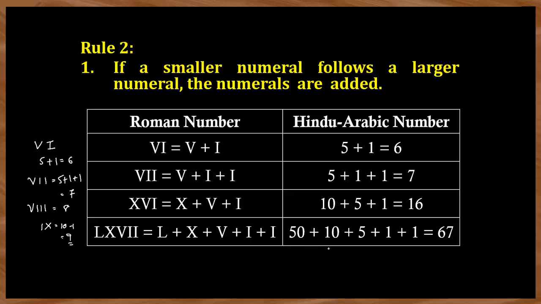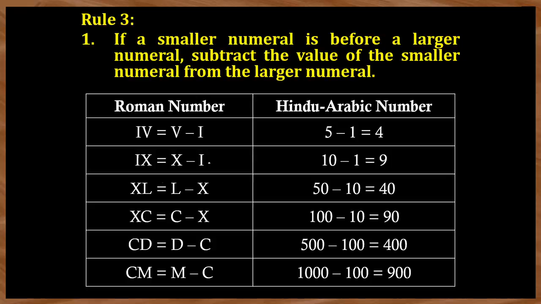So you are adding all the small numbers you are writing to the right of the bigger number. If you write a smaller number to the right of the bigger number, you have to add them. So this is rule 2. If a smaller number is before a larger number, you have to subtract. So while you are writing the 4, you are writing 1, a smaller number, to the left of the bigger number, which is 5. What is the meaning of this? This is 5 minus 1, which is 4.